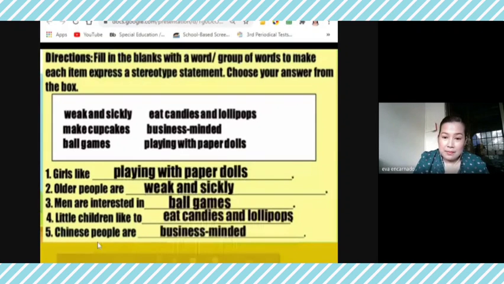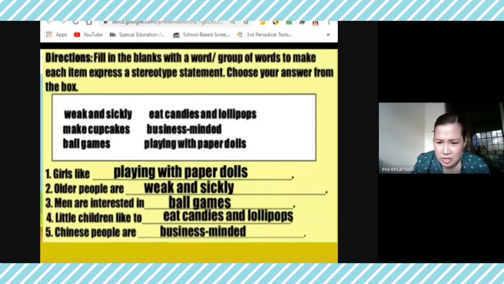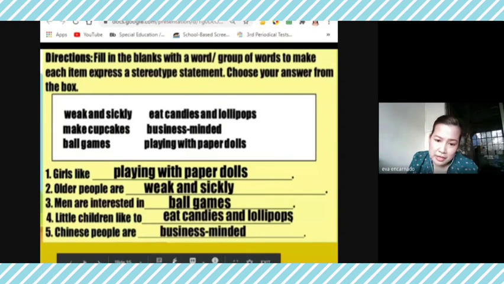Girls like playing with paper dolls. That's a stereotype. Older people are weak and sickly. Yes, that's a stereotype. Men are interested in ball games. Little children like to eat candies and lollipops. Chinese people are labeled as business-minded, di ba? We generalize them as business-minded kasi ang dami nilang business. And pag nagbi-business sila, nag-click talaga. Nagiging successful. Alright? Good job sa mga naka-5.